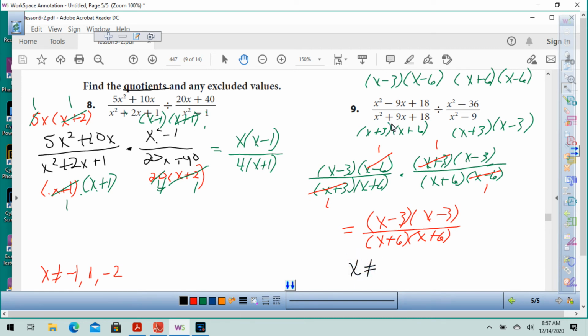x cannot equal, what do we got up here? Negative 3 and negative 6. Negative 6, negative 3. And we have negative 3 and positive 3, so we got a positive 3 right there. And then what about here? Negative 6 we already got. So, can't be a negative 6. We got negative 6, negative 3. And positive 6, so we got to get a positive 6. All right, we got them all. Good deal.